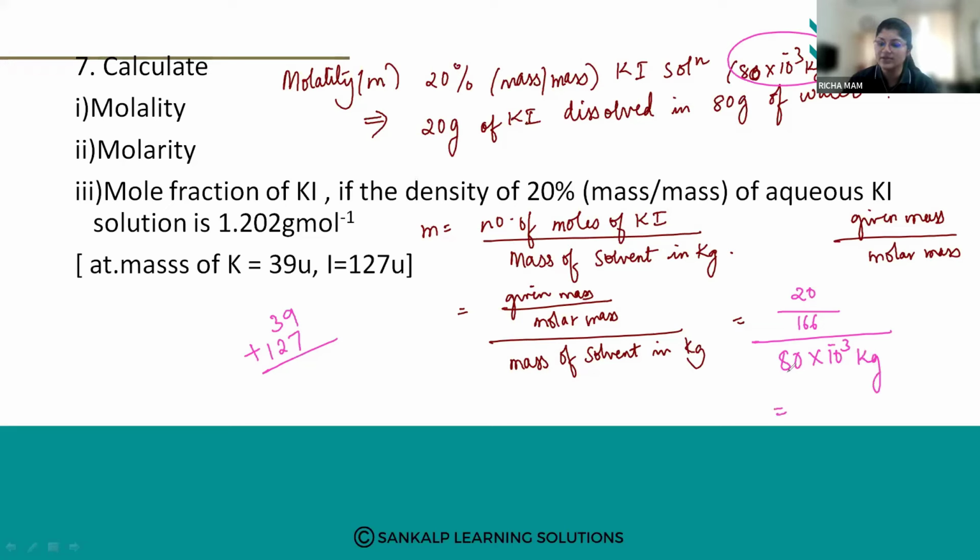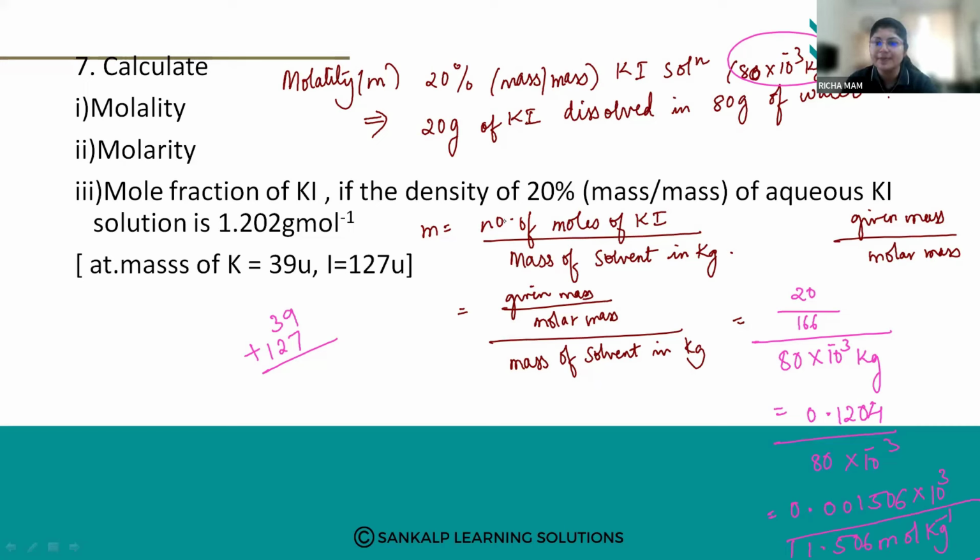So now what will be the values? 0.1204 divided by 80 into 10 raised to minus 3. If I divide only 0.1204 by 80, it comes to 0.001506. Then if I shift this decimal to the right side, it comes to 1.506 mole per kg. So this is the answer for molality.